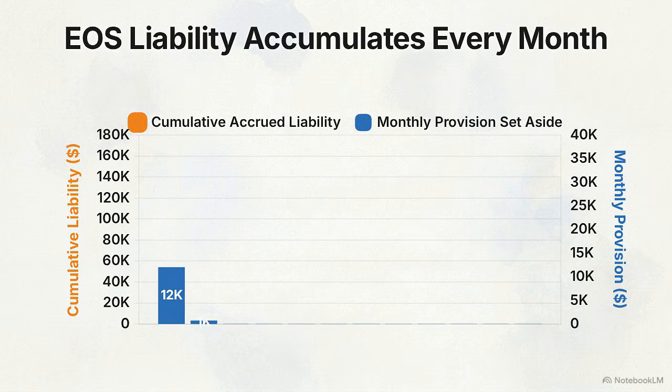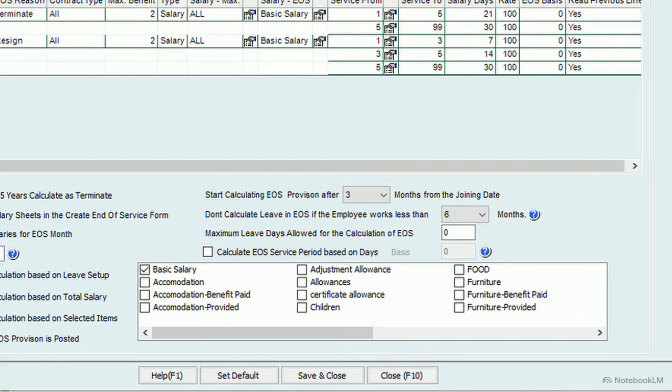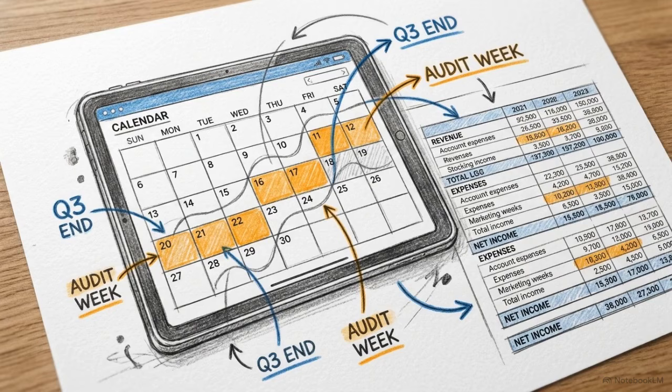Beyond final exits, organizations must protect their corporate cash flow by tracking EOS provisions as monthly accrued liabilities. We can delay the start of these financial provisions until after the employee's probation period ends, configured here to begin calculating after 3 months. The behavioral settings also give you precise control over how unpaid leave and uncreated salary sheets are managed during the employee's final month of service.